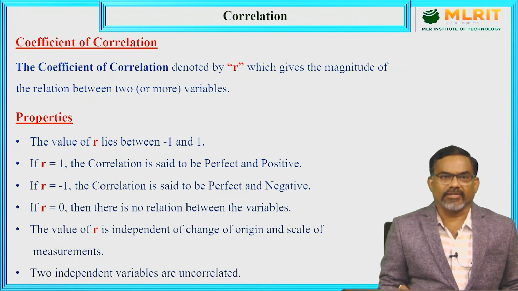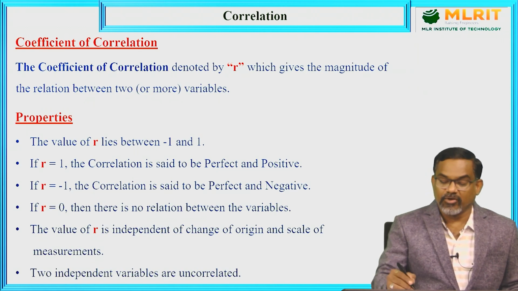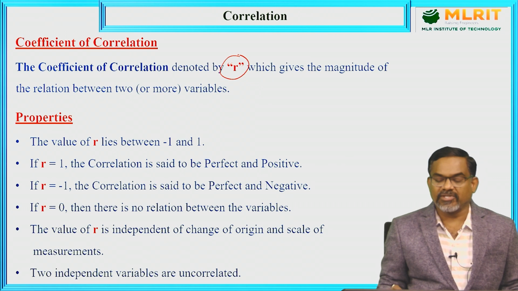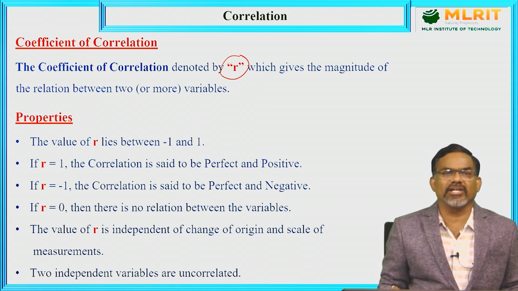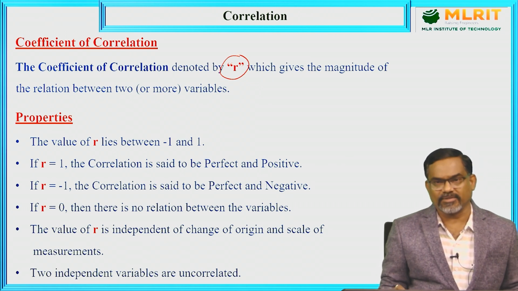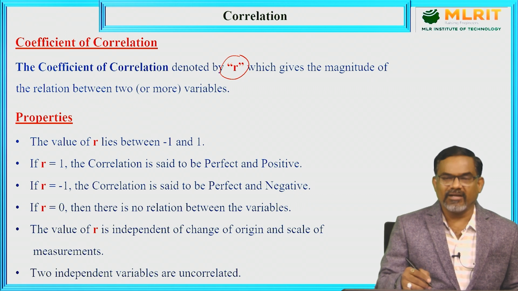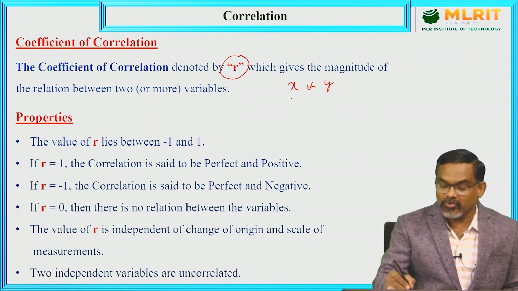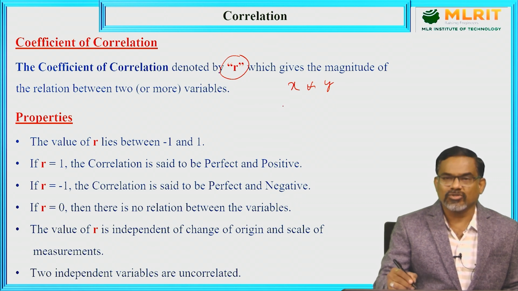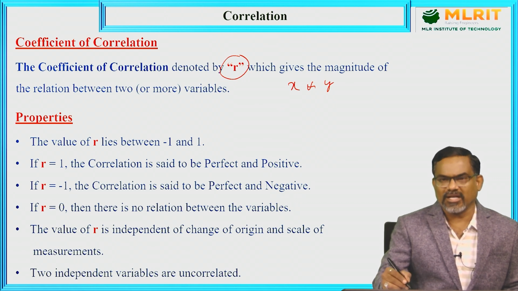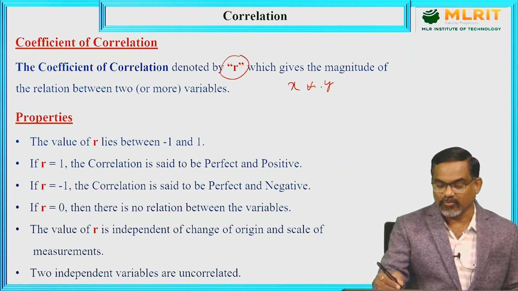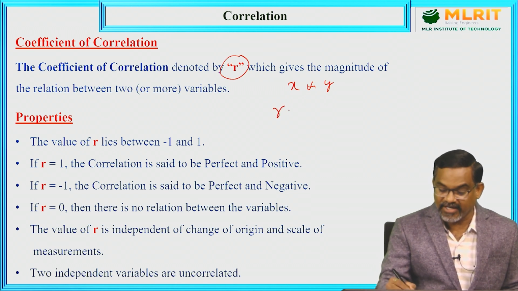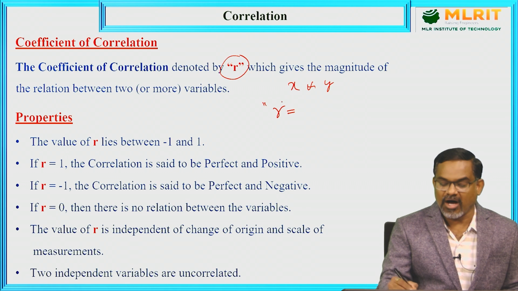Coefficient of correlation. The coefficient of correlation is denoted by R, which gives the magnitude of the relation between two or more variables. Here, we deal with simple correlation. That means we consider two variables x and y. So, the magnitude of the relation, that means how strongly these two variables are connected, or if there is any weak relation between these two, can be obtained by finding the correlation coefficient R value.